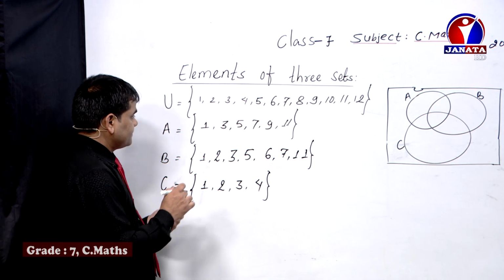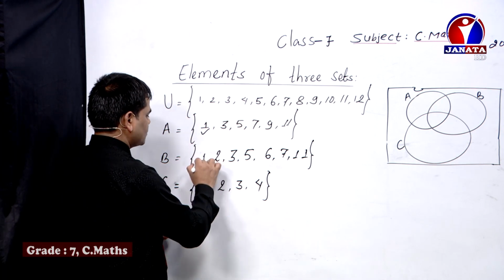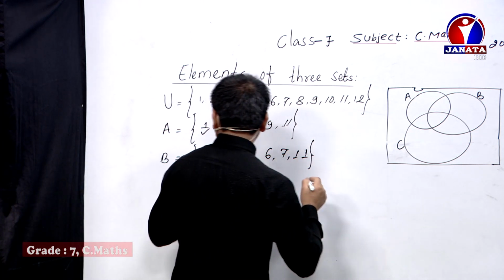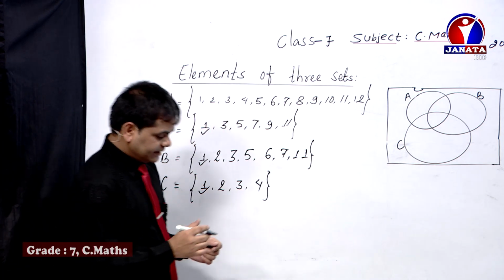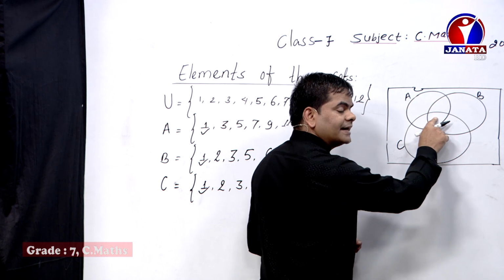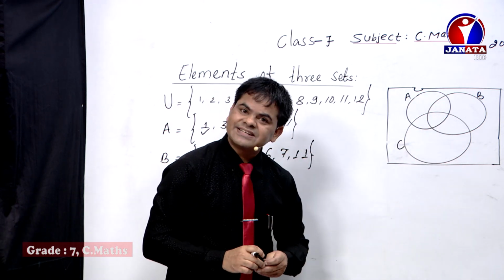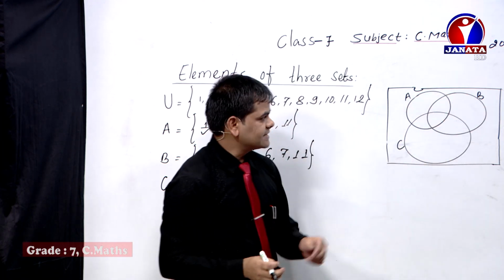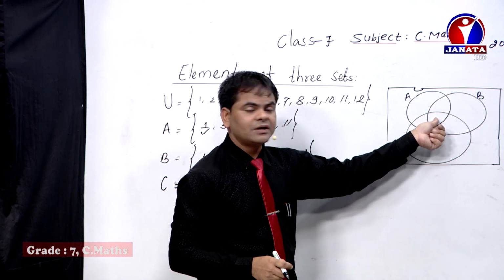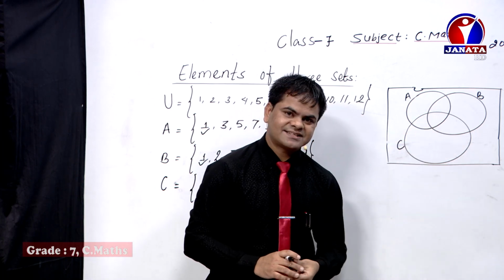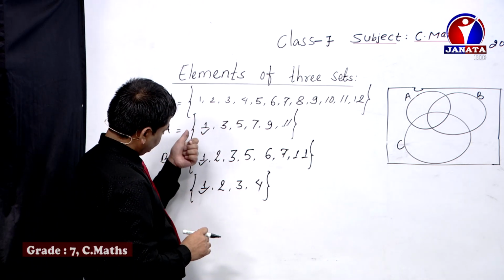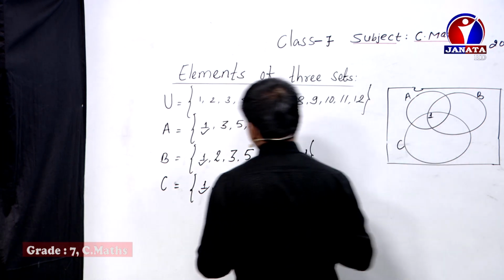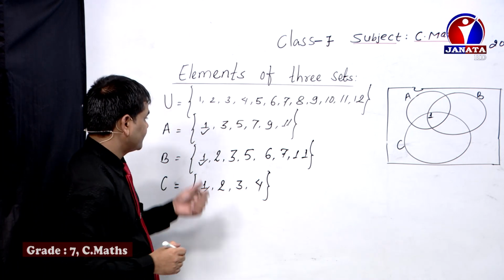So let's see, 1, 1, 1, so 1 is common. Let's take it here, or you can circle it. So this is the common element of all the sets. And dear students, remember this is the common area of all three sets, isn't it? Circle A, circle B and circle C are intersecting at this area. This area belongs to the common place of all three sets. So let's keep these common elements of all three sets in that place. 1 is common, and similarly let's see whether other elements are common or not.